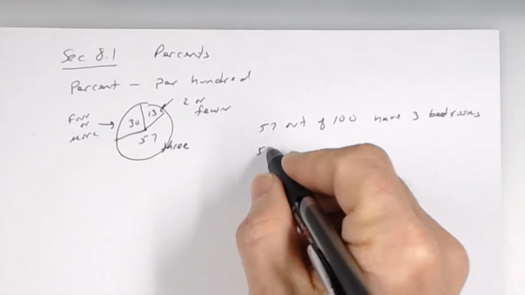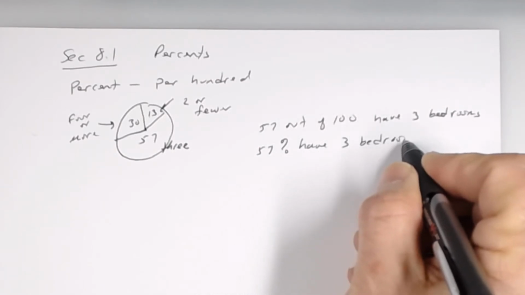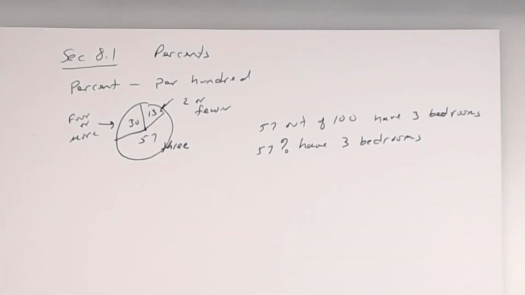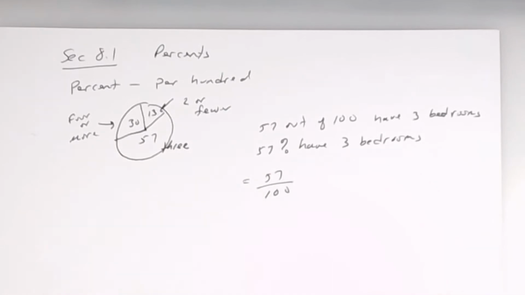So instead of saying 57 out of 100 have 3 bedrooms, I can say 57% have 3 bedrooms. Notice all I did was attach to it the percent symbol. So percent means per 100. You see that 57% that I just wrote? That means 57 divided by what? 100. That's what that means. So 57% means the same thing as saying 57 divided by 100. Okay? All right.